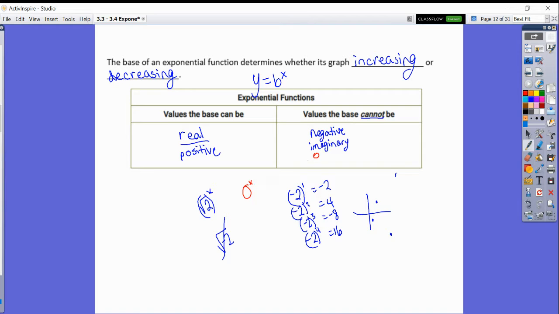Not very exciting. Also, another number that kind of behaves the same way is 1. You take 1 to any power, you just get 1. So you get a flat line. But these aren't considered exponential because you don't get a curve. You get a flat line, which is linear.